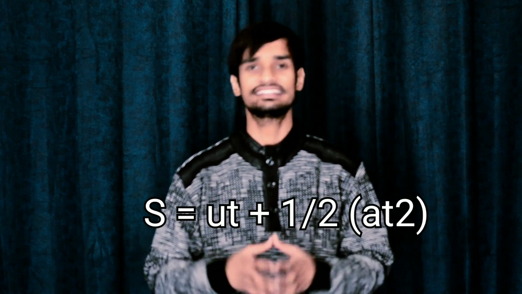As you can clearly see, the difference between the first equation and the second equation is fundamentally two things. The first one is about the final velocity and the second one is about the displacement. So these are the two variations.